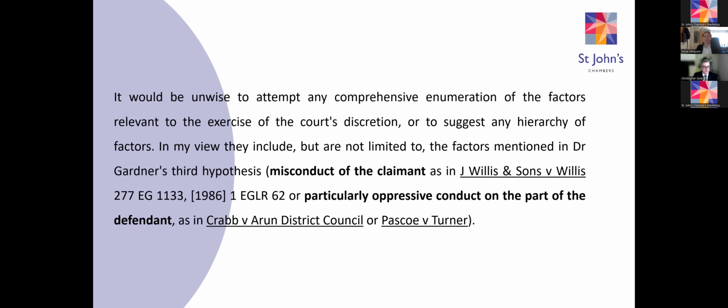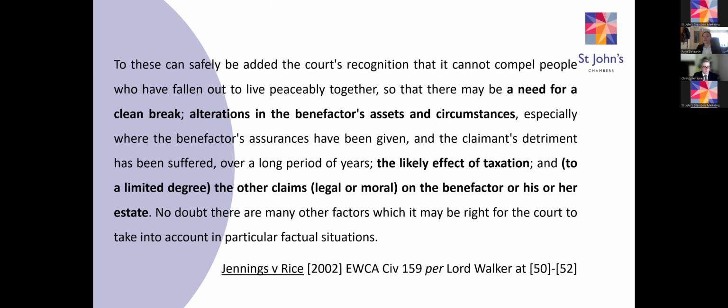However, it is clearly not only where on the quasi-contractual spectrum that a case falls which is relevant to assessing the appropriate remedy. Lord Walker also suggests that the conduct of both parties can be relevant to what relief should be awarded, as can whether there is a need for a clean break, whether the promisor's circumstances have changed, any claims of others on the promisor's estate, and the effect of taxation, matters to which we'll return in the context of Guest.